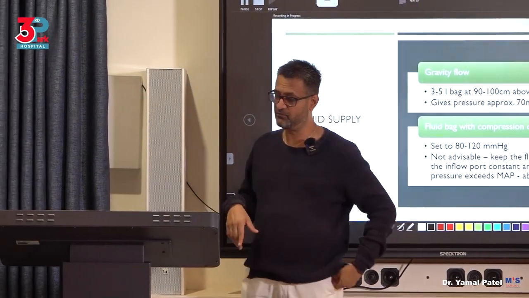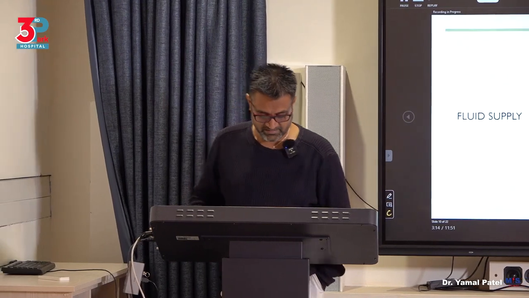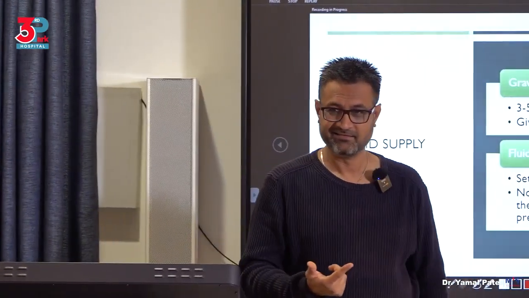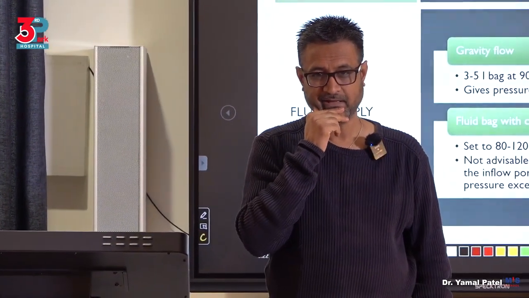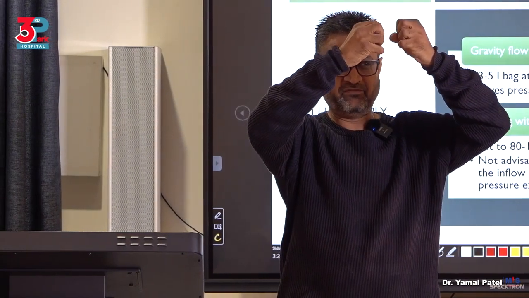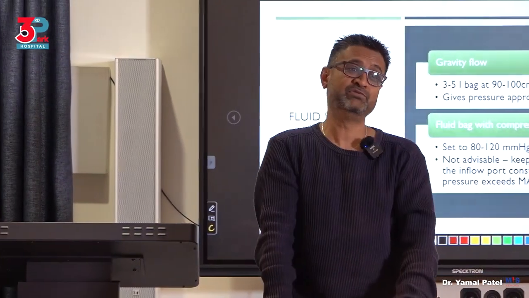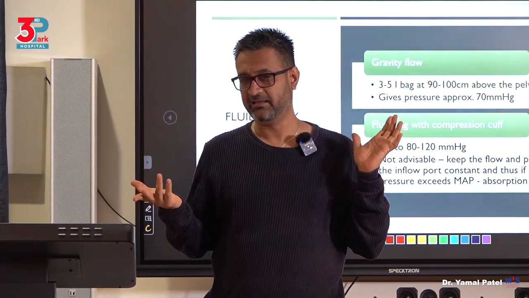When you do this one with the compression cuff and the bag, what you're doing is constant flow, but the pressure will be variable. Are we understanding what I mean? So once you've put a pressure cuff on the bag, it's going to keep on pushing the fluid at a constant flow. Are we understanding?